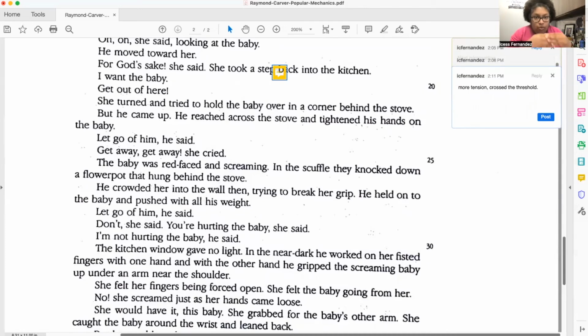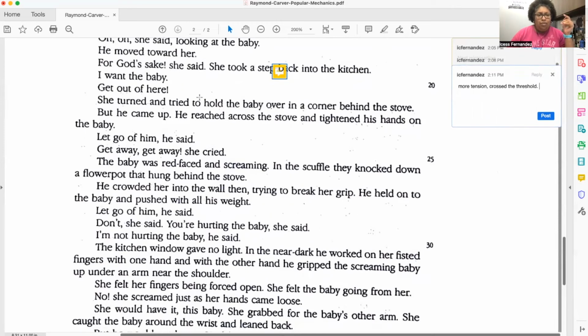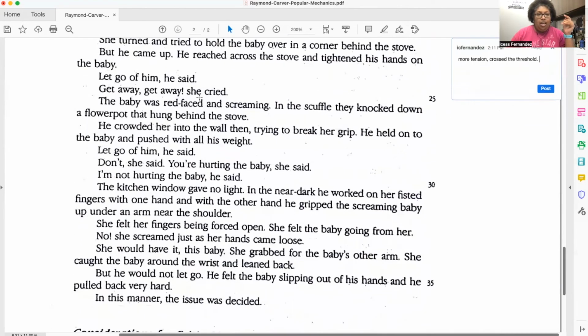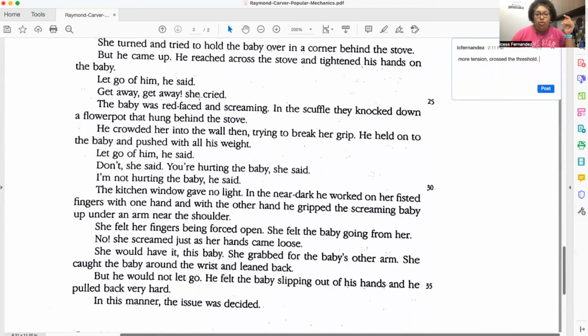And remember, the rules of the world are, I'm in pain, I'm going to inflict the pain because I'm going to win this argument. That's what you do. You win the argument, right? And so he says he wants the baby. She says, get out of here. And she turned and tried to hold the baby in a corner behind the stove. He came up, he reached across the stove and tightened his hands on the baby.